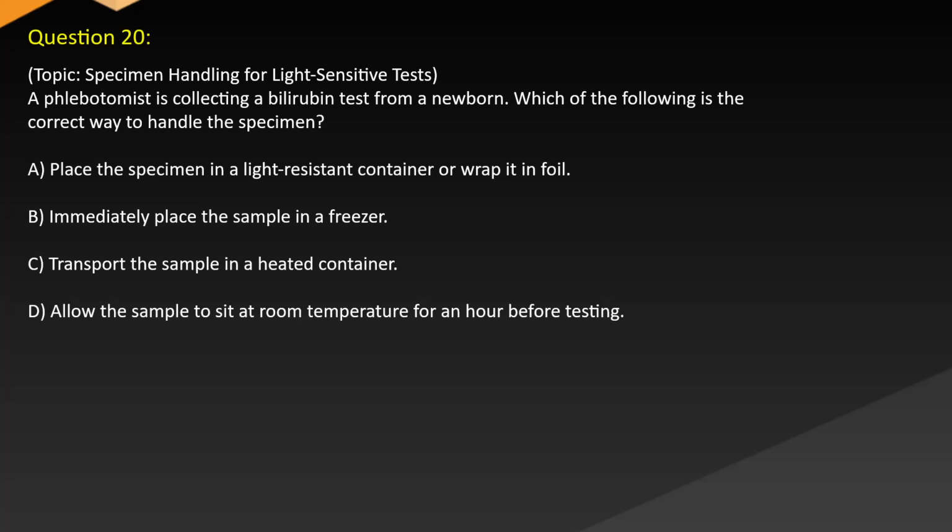Question 20. Topic: specimen handling for light-sensitive tests. A phlebotomist is collecting a bilirubin test from a newborn. Which of the following is the correct way to handle the specimen? A. Place the specimen in a light-resistant container or wrap it in foil. B. Immediately place the sample in a freezer. C. Transport the sample in a heated container. D. Allow the sample to sit at room temperature for an hour before testing.